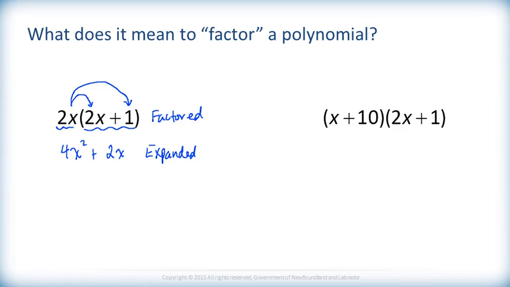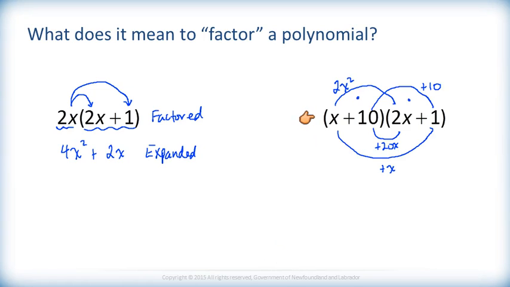Likewise, if you recall a bit of FOIL or a box method or whatever you did, for the second example here, like so. And I've used Benny binomial, as I've called it. And x times 2x gives me the 2x squared. And 10 times 1 gives me the 10. And then by multiplying the last term by the first term, and this first term by this last term, we'll get a total of 21x. So the expanded form here is 2x squared plus 21x plus 10.